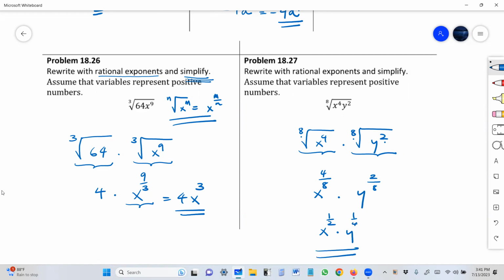Now, this is the final answer. Don't confuse this. We cannot combine the two because x and y are different variables. Okay, so this is the final answer for this problem. And this is the final answer for that problem. So this is section 18 dealing with these conversion techniques from radical to exponential.